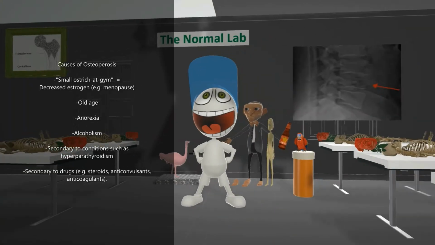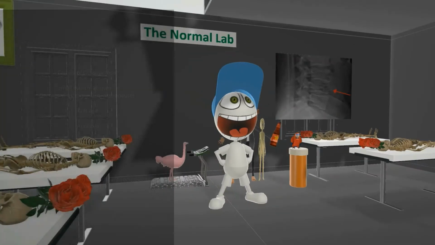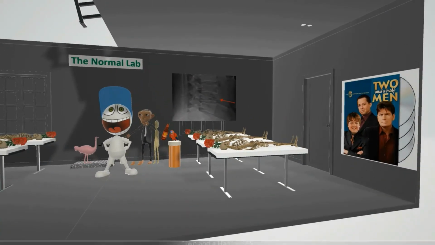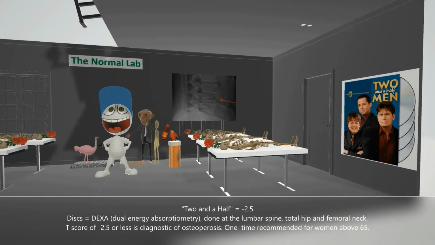Okay, before we take a look at this x-ray on the wall over here, let's take a look at this ad that someone put on the wall of the lab. 2.5 men. This is going to remind us of a value that we need to be aware of. 2.5. Actually, negative 2.5. We'll remember negative by the explosion. Negative 2.5 is a value you want to be aware of. And that's because it's associated with the DEXA diagnosis test. Here we have the discs over here for DEXA.